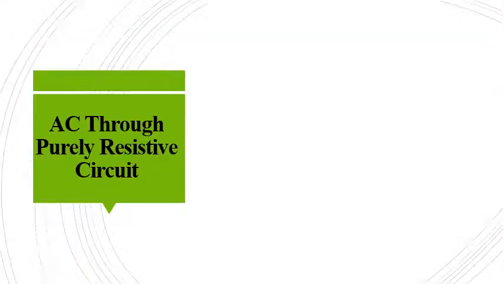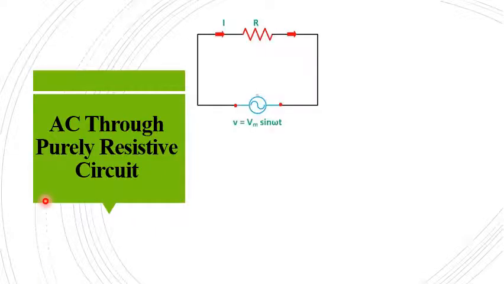So consider a purely resistive circuit as shown in figure. Here the value of resistance is denoted as R, and we are giving an AC voltage which is represented as V equal to Vm sin omega t, and as a result a current I flows through this resistance. Our aim is to find the expression for current through this circuit as well as the power consumed by the circuit.